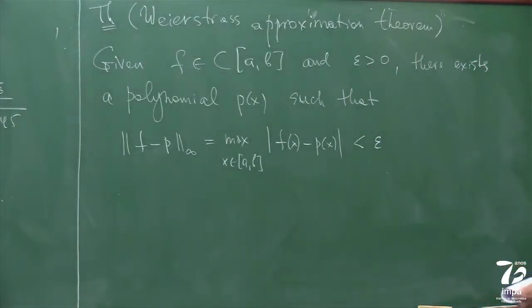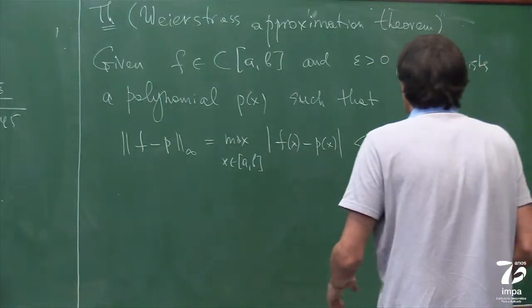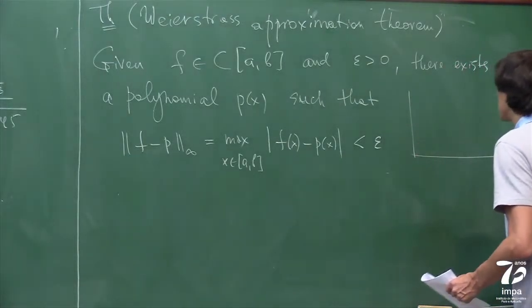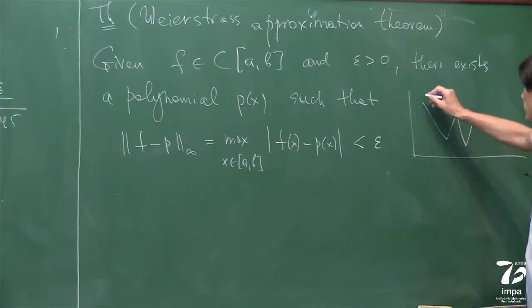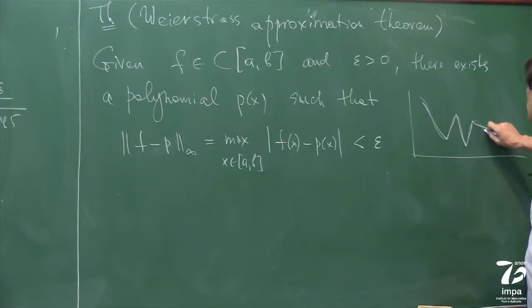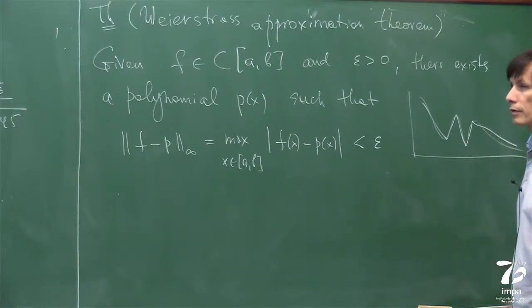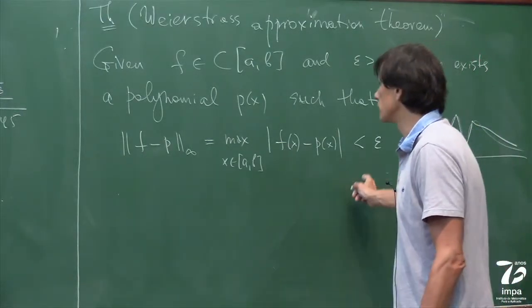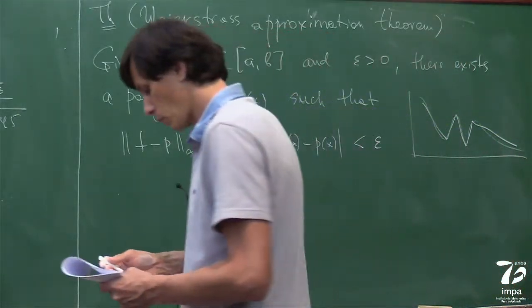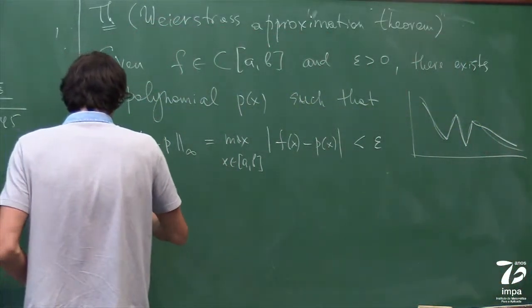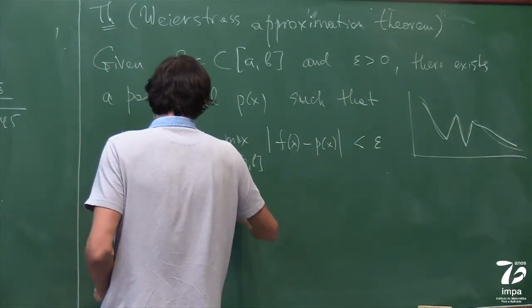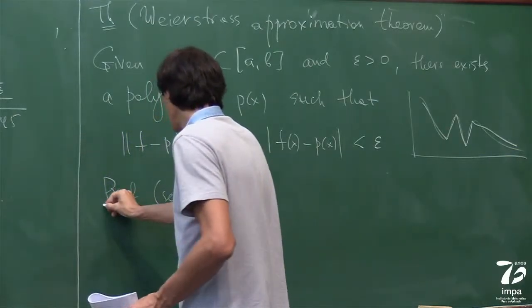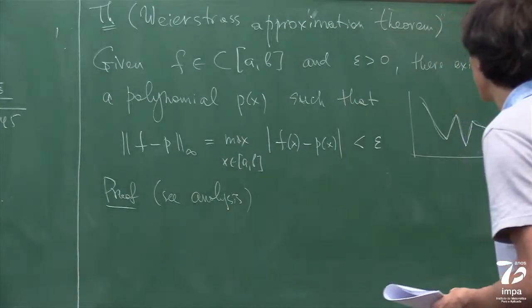So what this tells you is that whatever continuous function you have, and it's interesting that it's just a continuous function, so it can be like this, right? You can always find a polynomial, which is infinitely differentiable, that comes as close as you want to this function. So the polynomial approximation works. I will not give a proof; for the proof, see a course of analysis. It's a classical theorem from functional analysis.